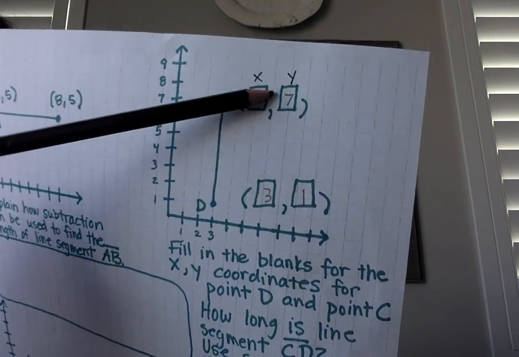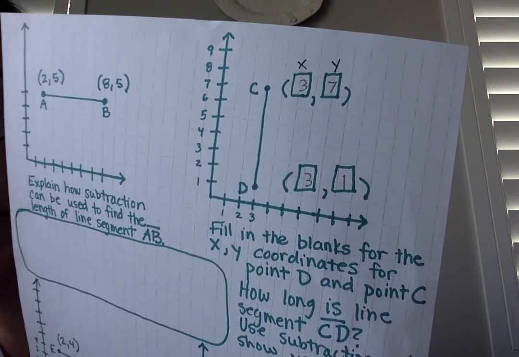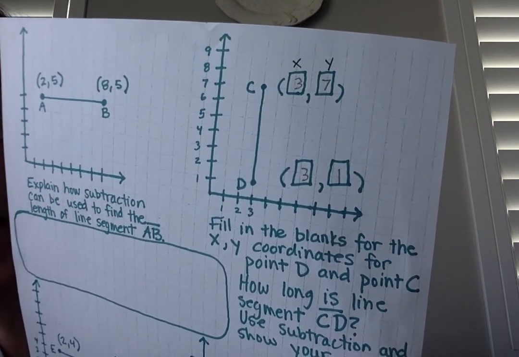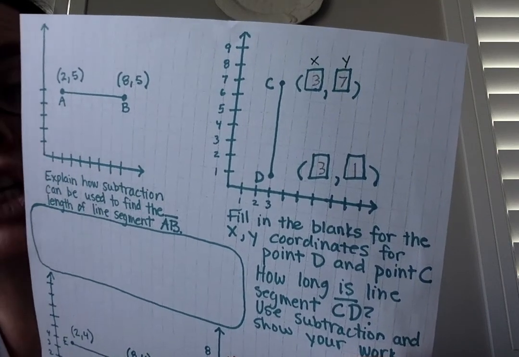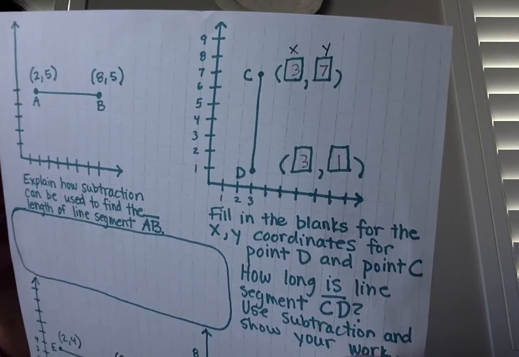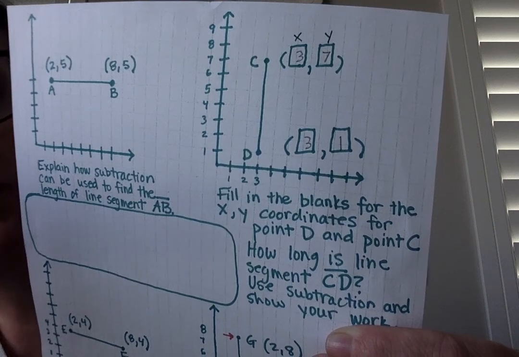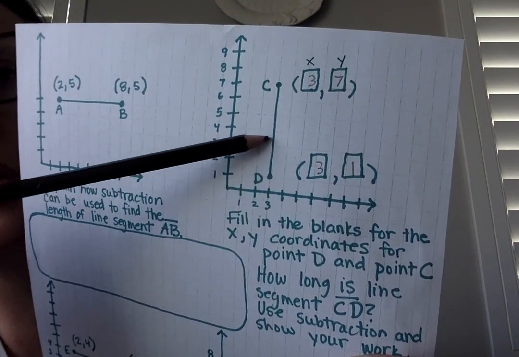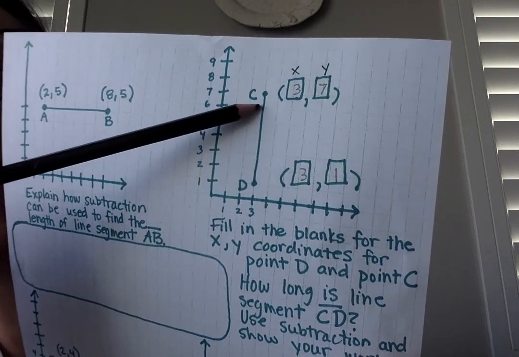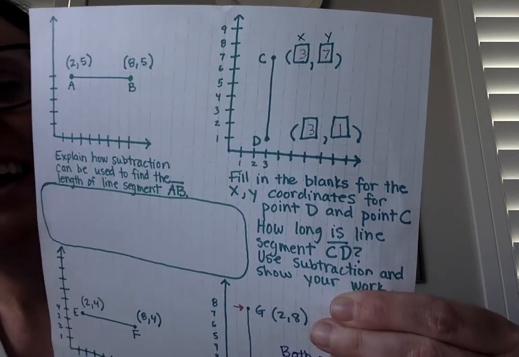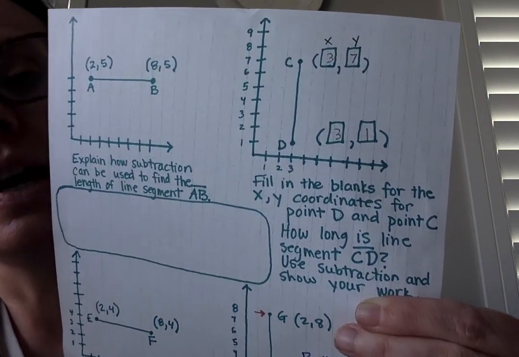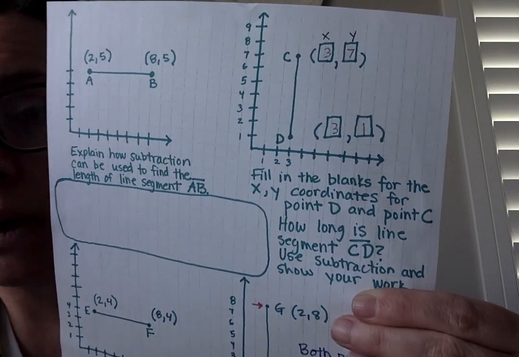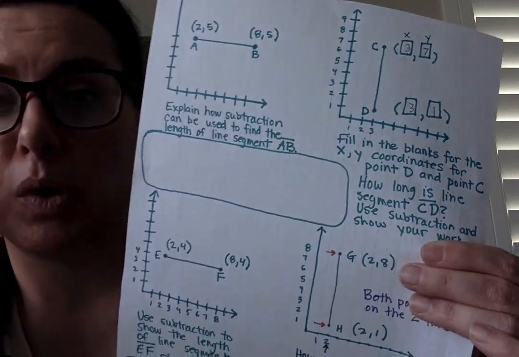I'm going to do 7 minus 1. 7 minus 1 is 6. So the length of our line must be 6. Now, 6 units. That's our label, right? Now, I can go back and double check. 1, 2, 3, 4, 5, 6. This is harder than you think, friends. But our line segment is 6 units long, counting and subtracting. So we found both ways.